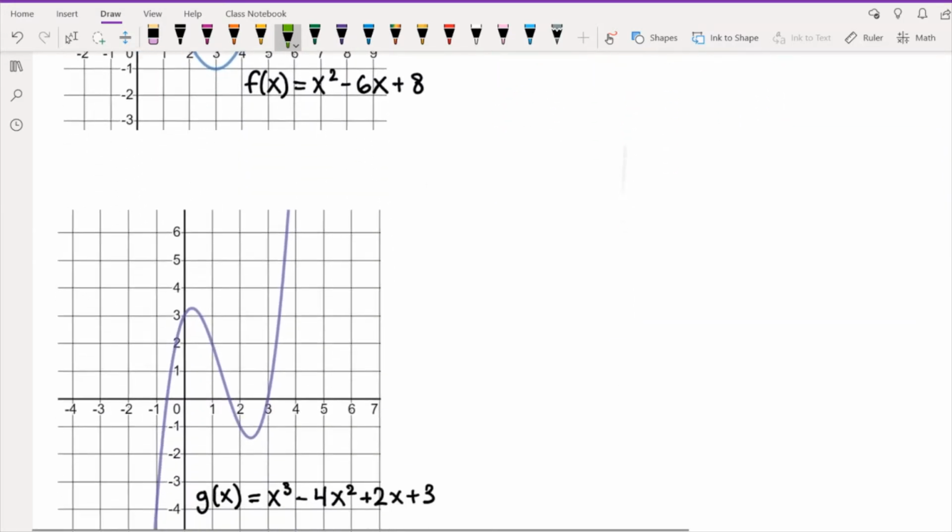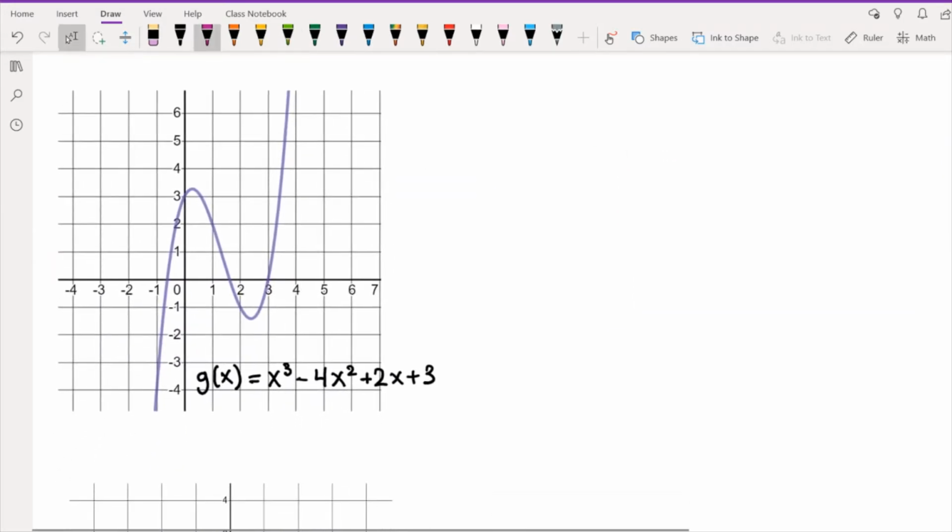Okay, so we're going to look at another example, kind of similar, kind of different. Once again, this doesn't have arrows on it, but we can assume that it keeps going in both directions. Okay, so let's look at the equation. The equation here, g of x is equal to x cubed minus 4x squared plus 2x plus 3. That is similar to the last one, right? There's nothing that could go wrong, so we should expect that the domain is all real numbers.